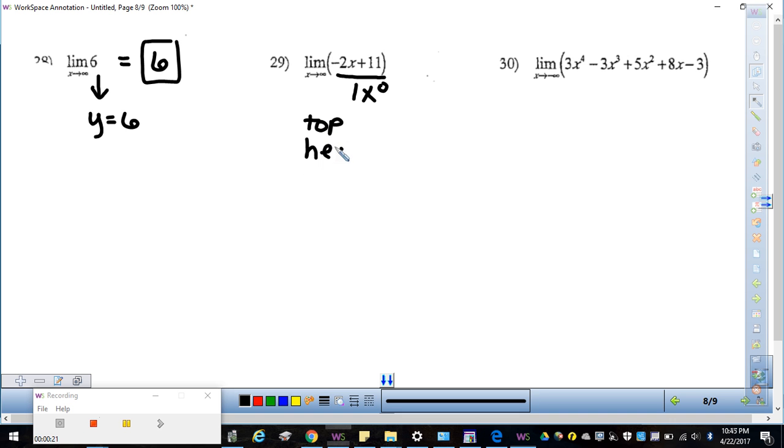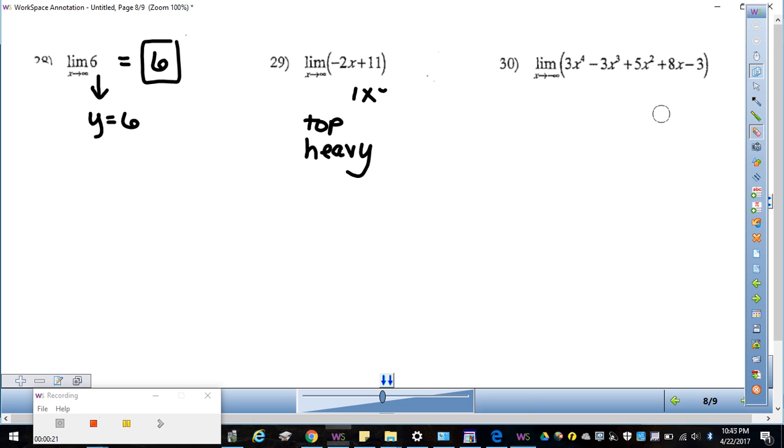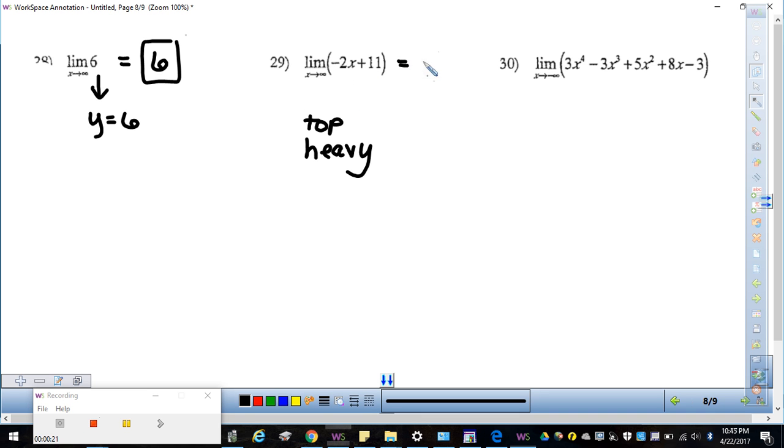So we're interested in the limit as x approaches positive infinity. So we want to think about plugging in a very large number. If we plug in a very large number here and then it multiplies by negative 2, it's going to become a very large negative number. And if you add 11, it's not going to make a difference. It's still going to be negative. So that will just equal negative infinity.